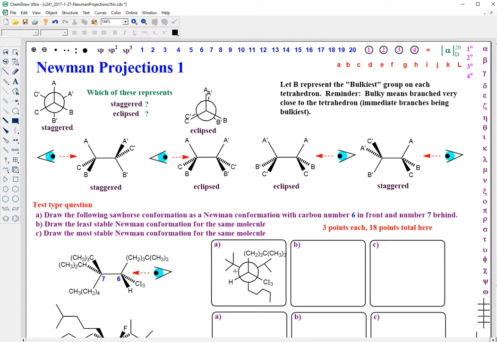Part B wants you to draw the least stable Newman conformation. Using our short form from above, B would be the bulkiest group on the front. Iodine being quite a massive atom makes that the B group. This just has 3 carbons and then a 4th C and then the branches, which is far away from the attachment. And on the back, B prime would be the tert-butyl.